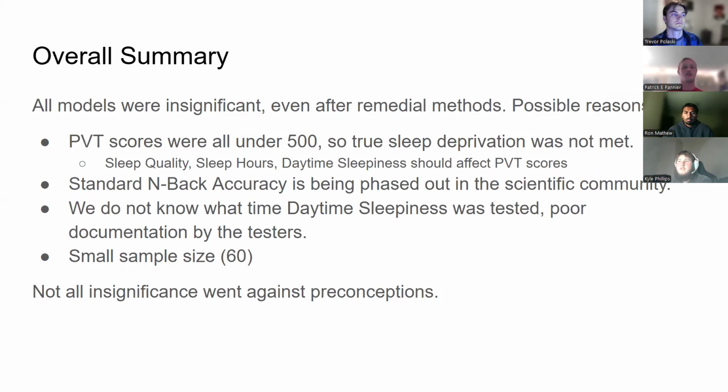So an overall summary of all of our models: all models were insignificant even after remedial methods. Some possible reasons are the fact, as I mentioned before, that PBT scores were all under 500, so true sleep deprivation was not met, and PBTs are usually used for sleep research, so sleep quality, sleep hours, and daytime sleepiness should have affected PBT scores to some degree. With that, standard NBAC accuracy is slowly being phased out in the scientific community as it's not as good an estimator or predictor of memory accuracy, so that could have been an issue with incorporating the different variables and predicting NBAC accuracy.